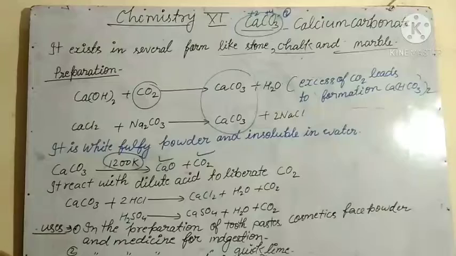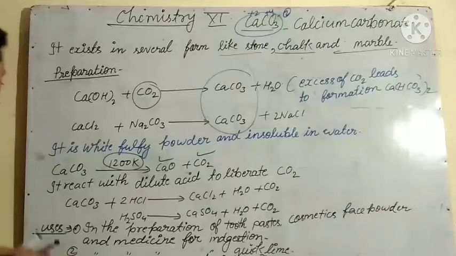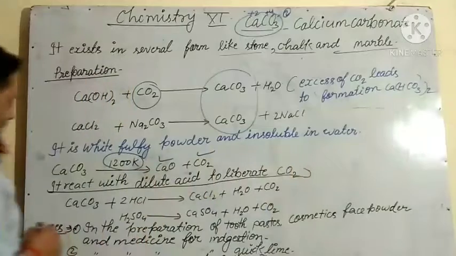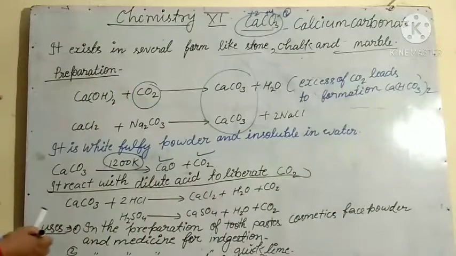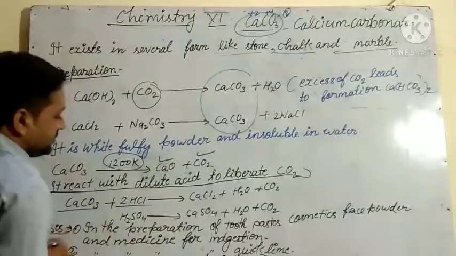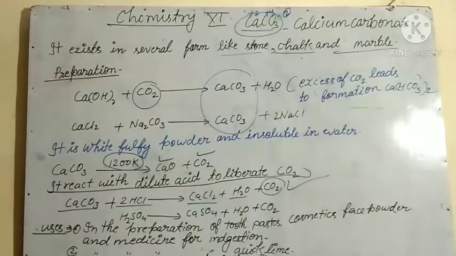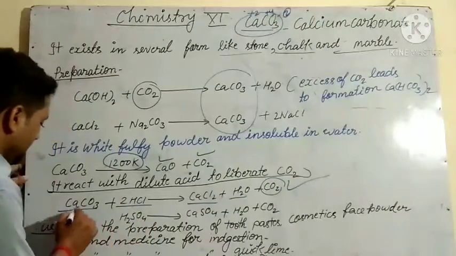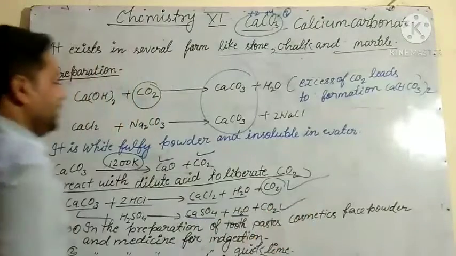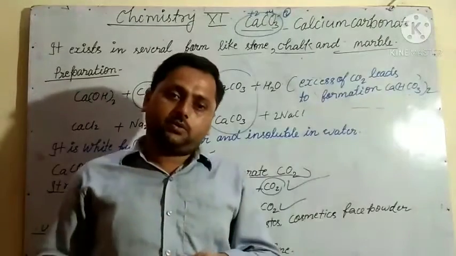Another property: it reacts with dilute acid to liberate CO2. Here, calcium carbonate with dilute 2HCl gives calcium chloride, H2O and CO2. Calcium carbonate reacting with H2SO4 gives calcium sulfate, H2O and CO2. So it reacts with dilute acid to liberate CO2.